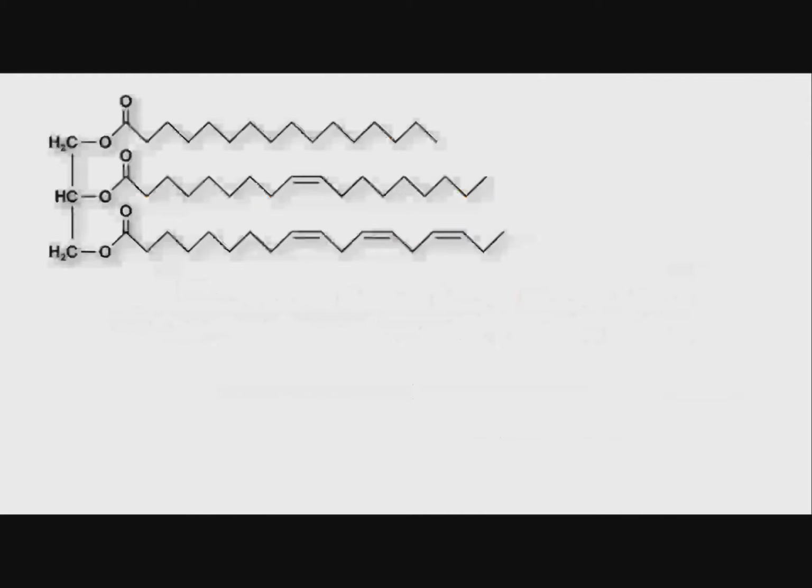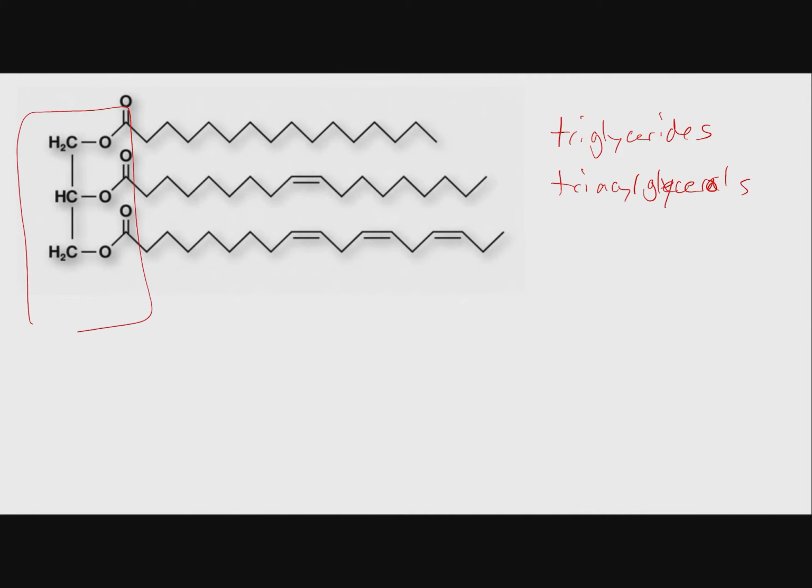All right. So this is a fat. This is an oil. We call these triglycerides, or triacylglycerols, or triacylglycerides. They come from the fact that there's a glycerol, so it is CH2, CH2, and a fatty acid, and the fatty acids are these guys. There's three of them, so the tri comes from that.